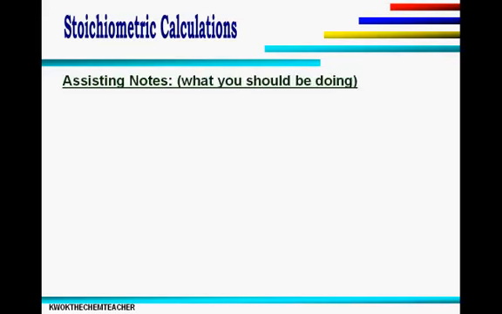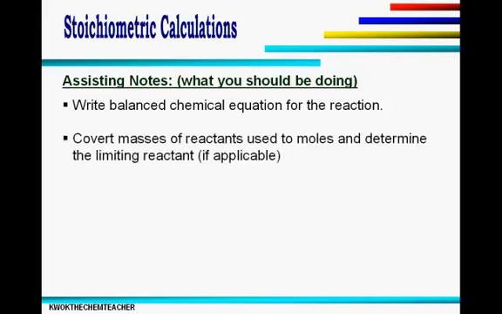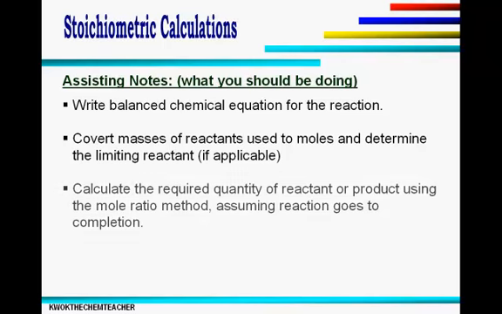Some notes that you should take note of when you are doing stoichiometric calculations. First thing, write the balanced chemical equation for the reaction. Convert mass of reactants used to moles and determine the limiting reactant. This is sometimes applicable, but you need to double check in case it is. Calculate the required quantity of reactant or products used using the mole ratio method, assuming that the reaction goes to completion. Now, these notes provide you with an aid on how to perform stoichiometric calculations.